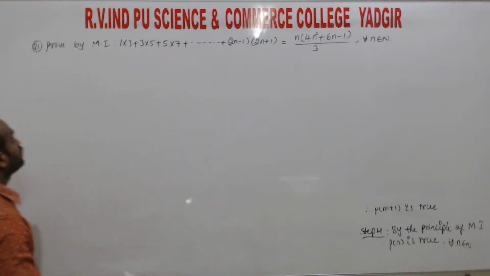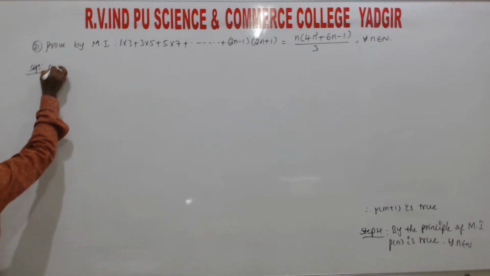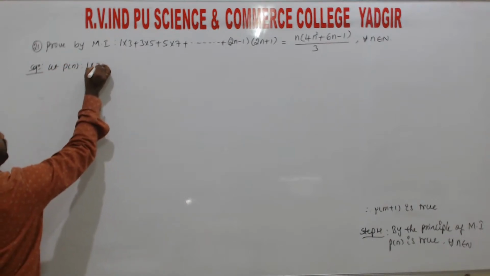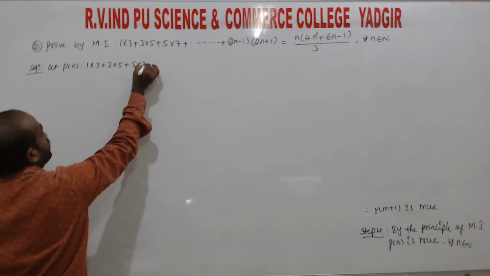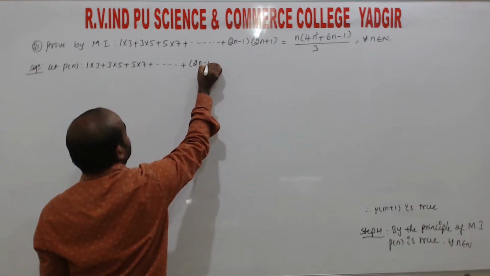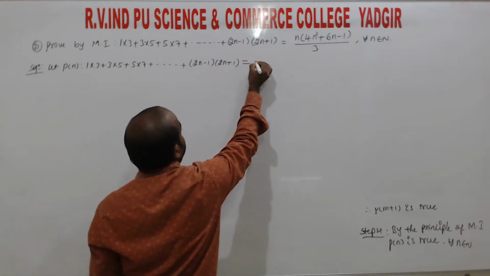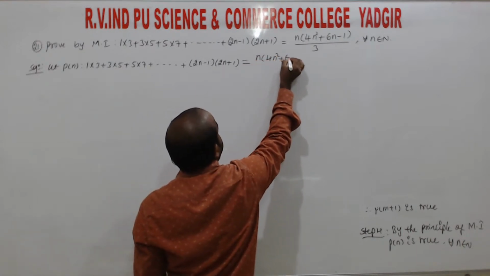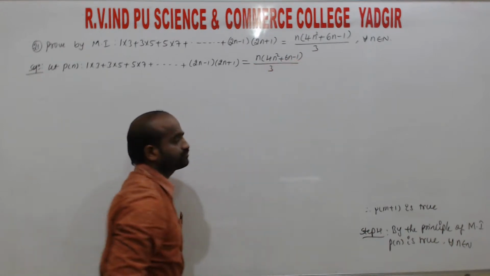Okay. Now first apply the given statement. P of n: 1 into 3 plus 3 into 5 plus 5 into 7 and so on, up to 2n minus 1 into 2n plus 1, equals n into 4n square plus 6n minus 1 divided by 3.